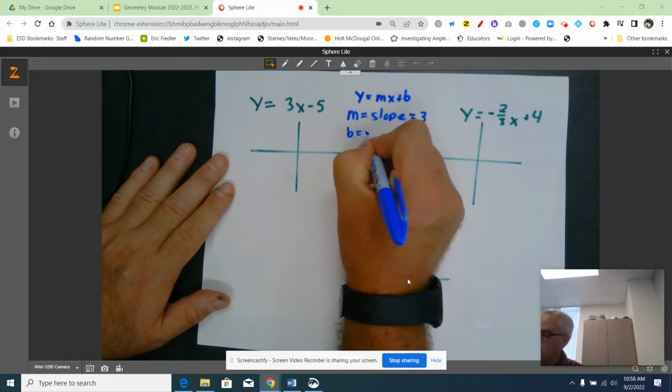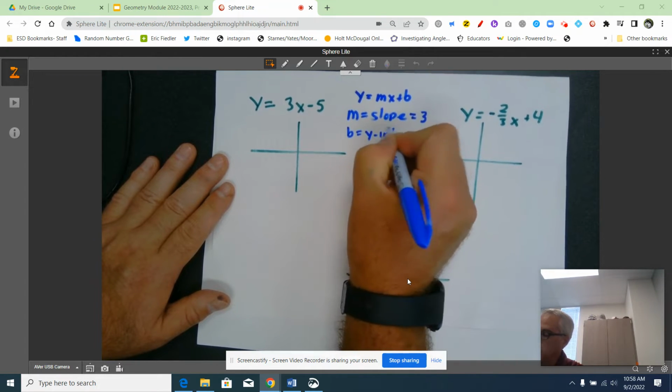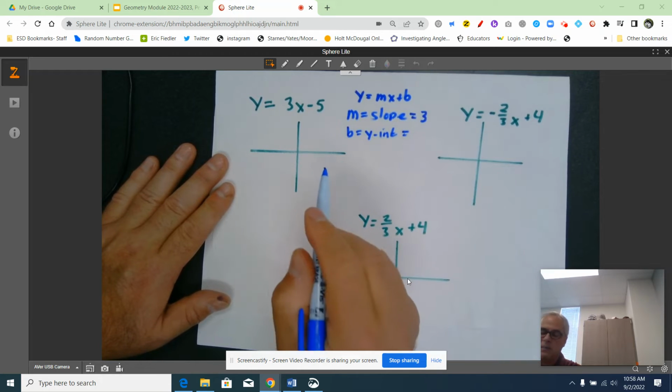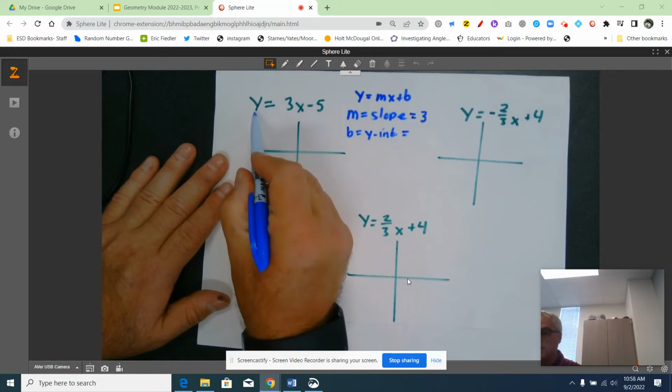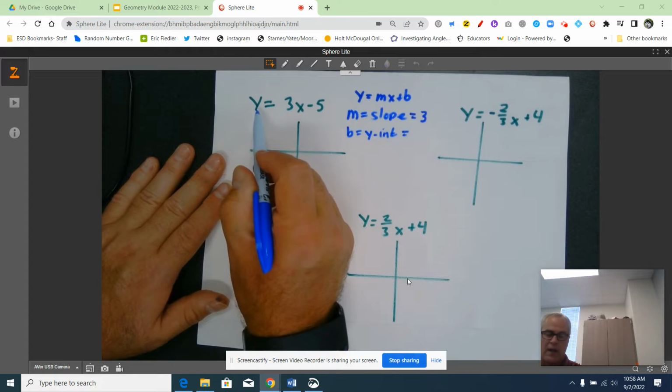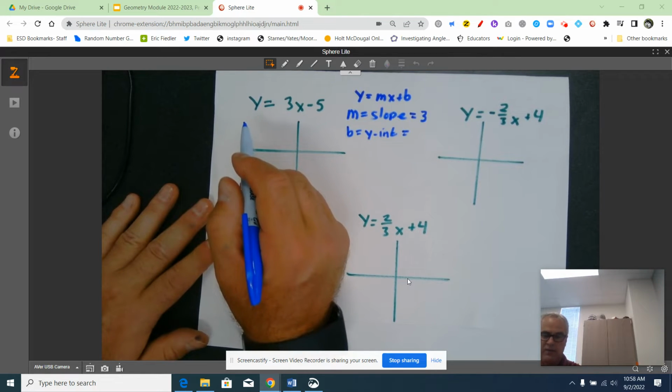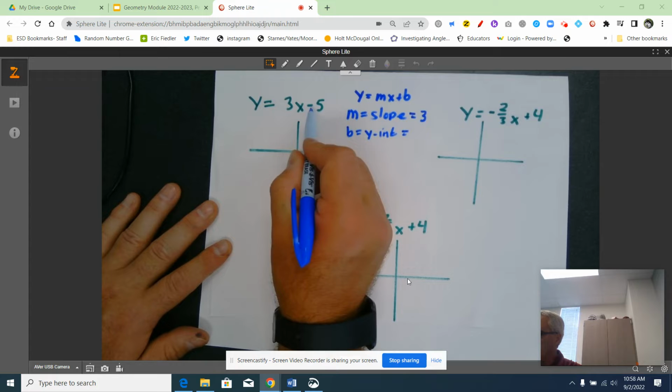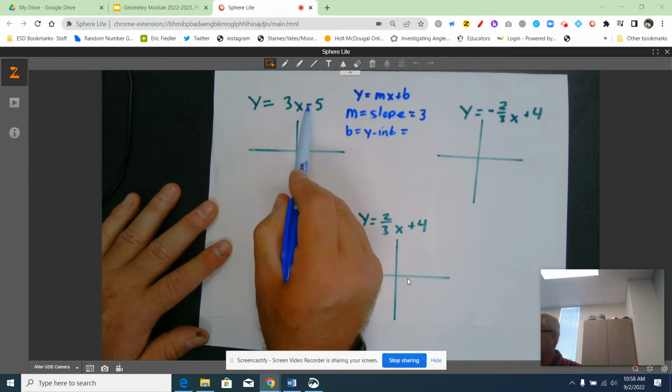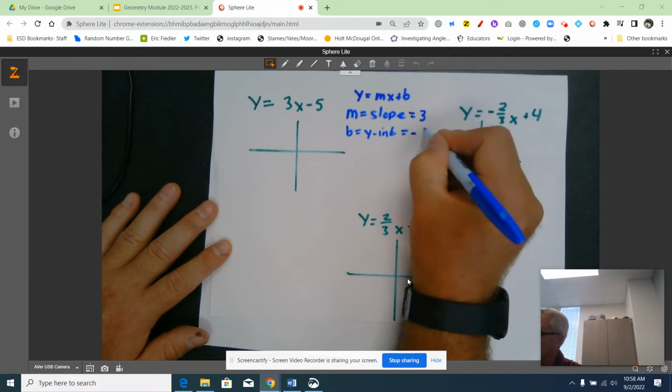B is the y-intercept. The y-intercept is the number that comes after the x when the equation is solved for y. If it's not solved for y, then get y on one side by itself. In this case, the number that's next to the x is the minus 5, so that's our y-intercept.